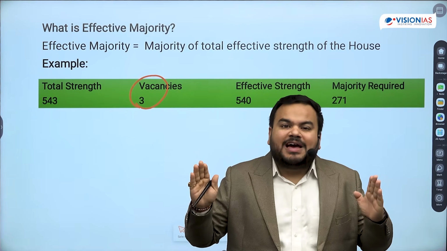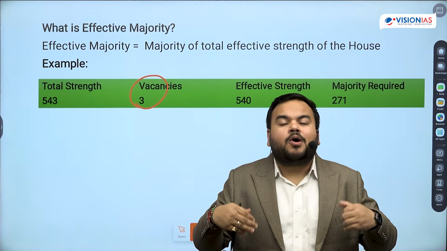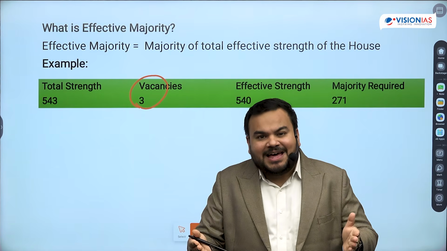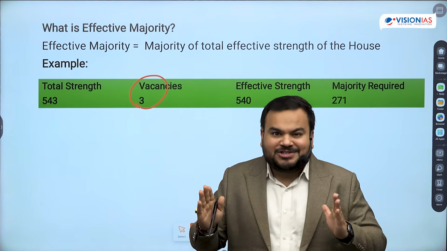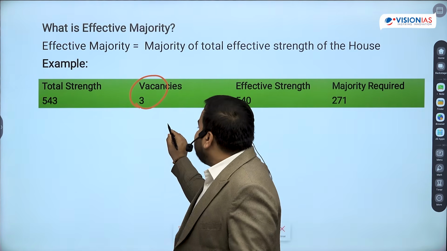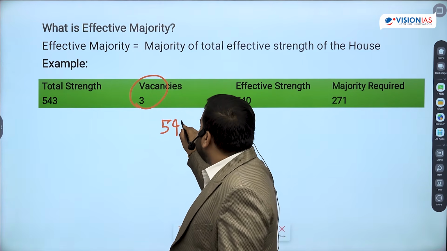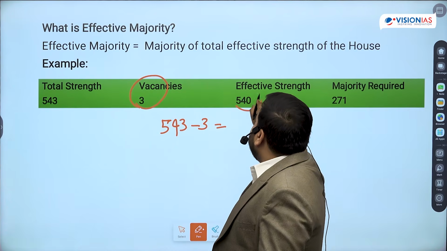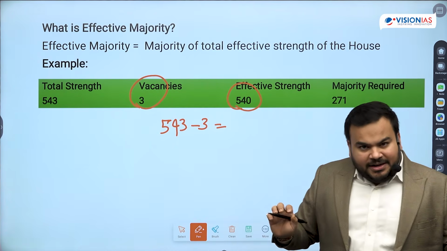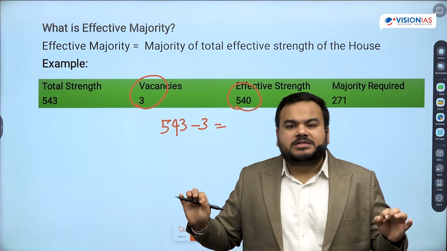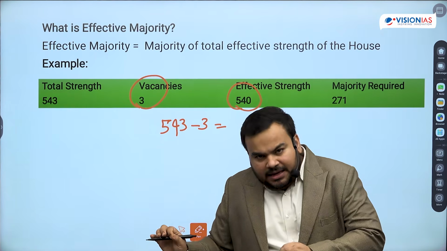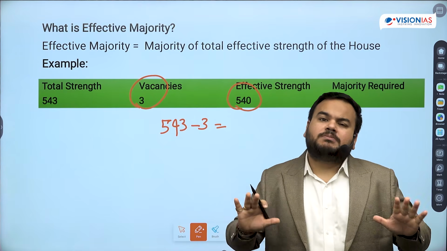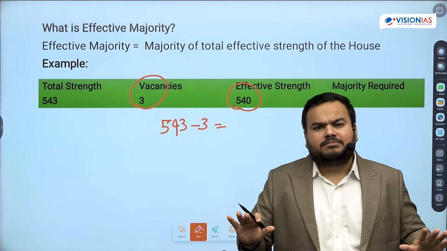In calculating the effective majority, or effective strength, of the House, which is basically all the then members of the House, we subtract the number of vacancies from 543, the total seats. So it comes down to 540. The majority required for the removal process of the Speaker of Lok Sabha is a majority of this 540, that is, 50% plus 1 of all the then members of the House.